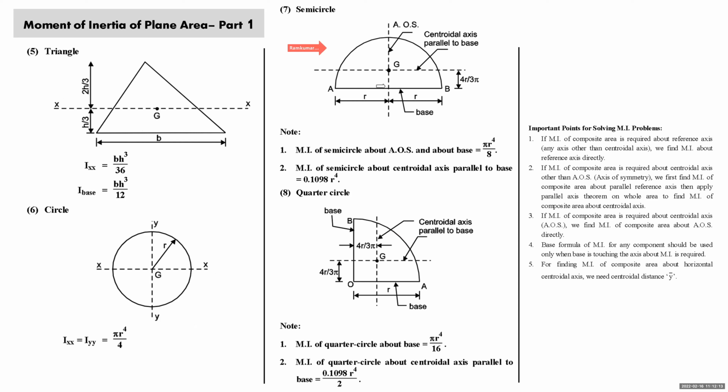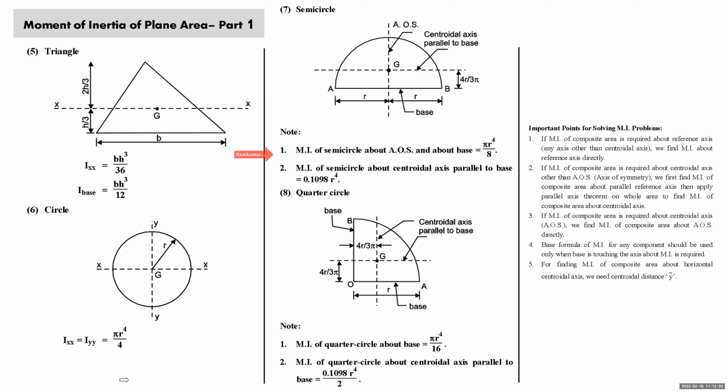In case of the semicircle, this is called as base. This is centroidal axis, which is called as axis of symmetry. This centroidal axis is parallel to base at a distance of 4r/3. We know it already from the centroid chapter. So we should remember it like this. Moment of inertia of the semicircle about base and about axis of symmetry is πr⁴/8.